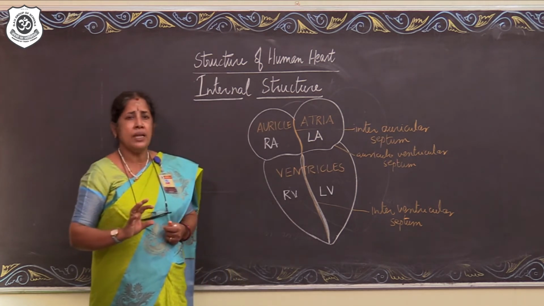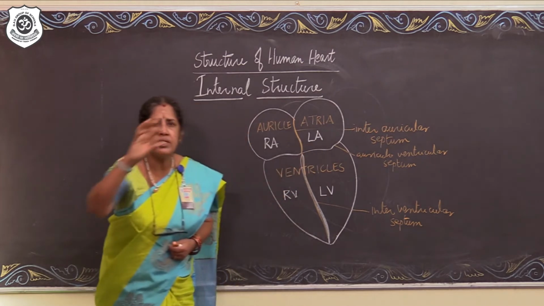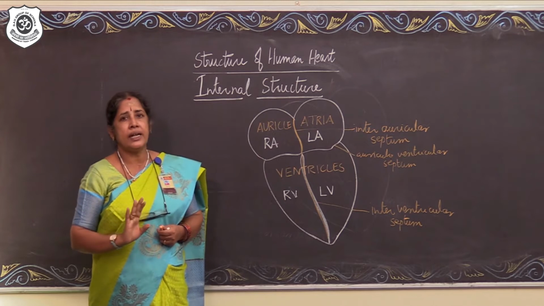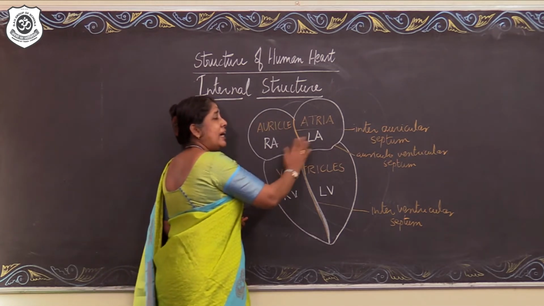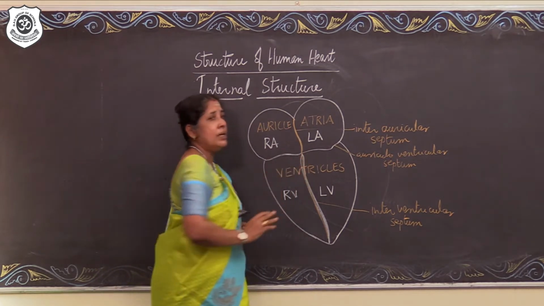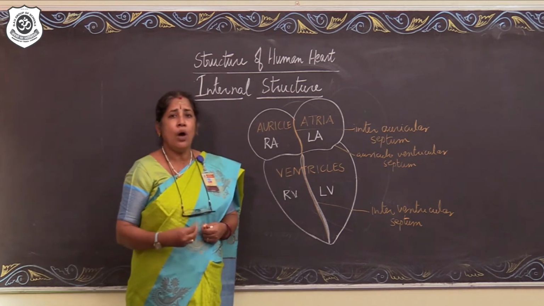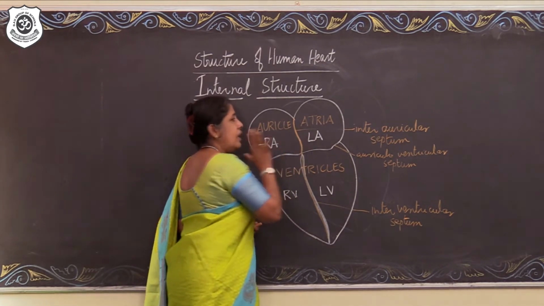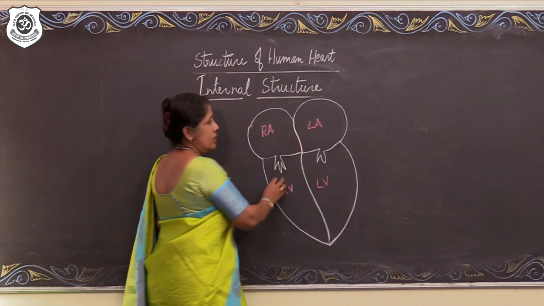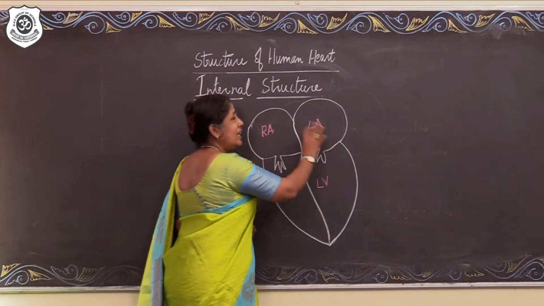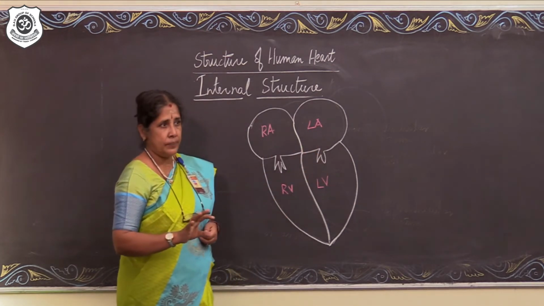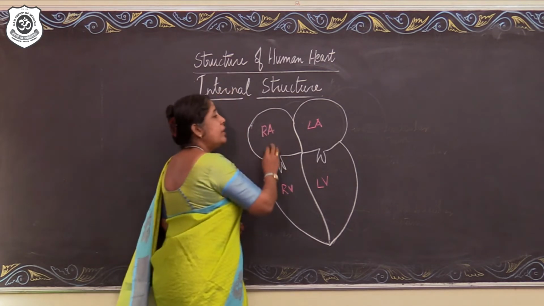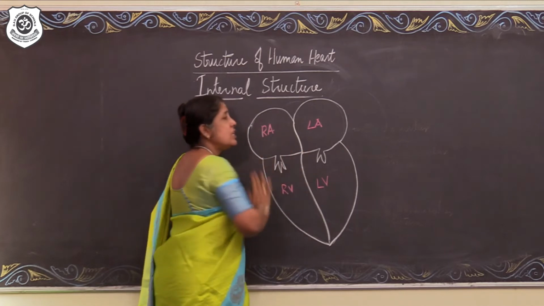Now, does this mean that the heart is made up of 4 separate chambers with no interconnection? Certainly not. Bringing about a connectivity between the chambers are the valves. So, now we are going to have a look at what are the valves that are present in the heart. The 4 chambers of the heart are not completely isolated from each other. The auricle and the ventricle of the same side remain connected by means of these openings.